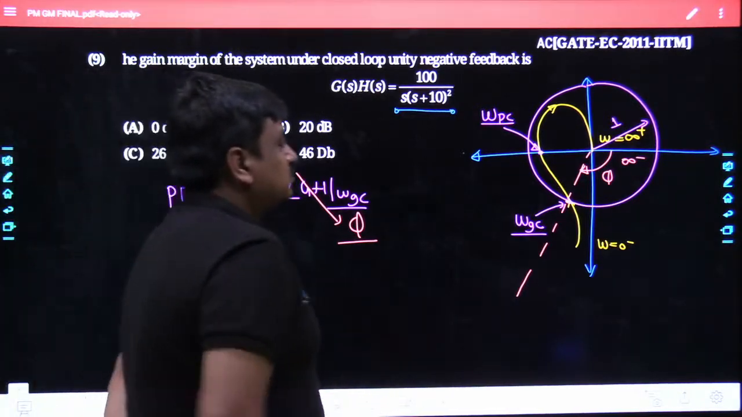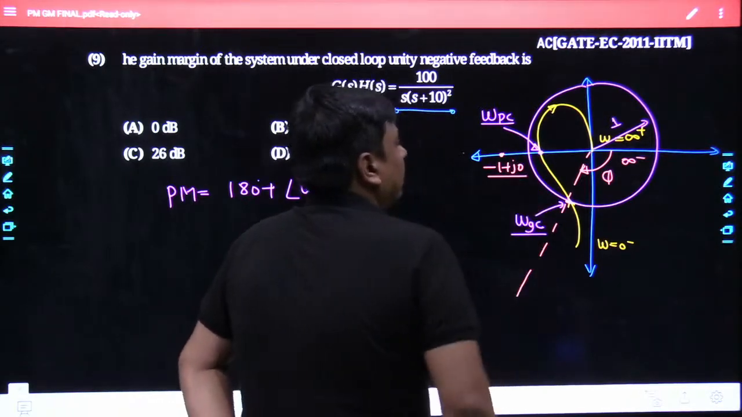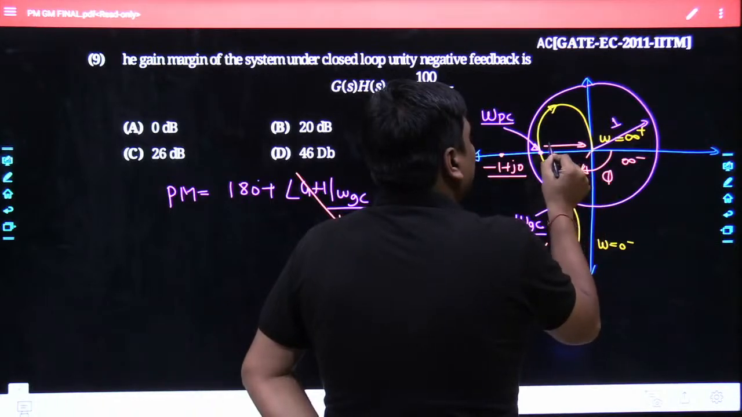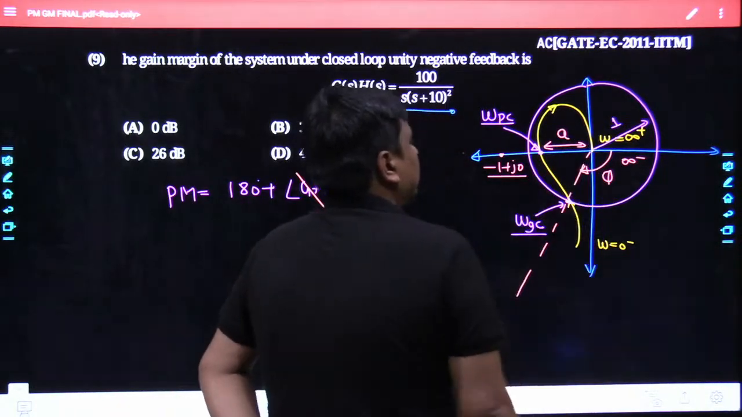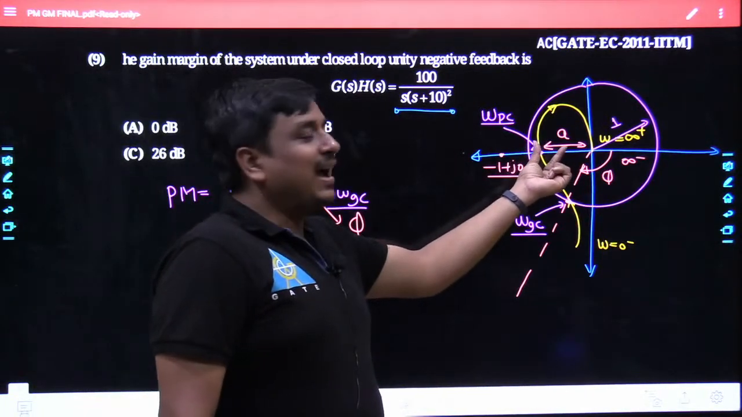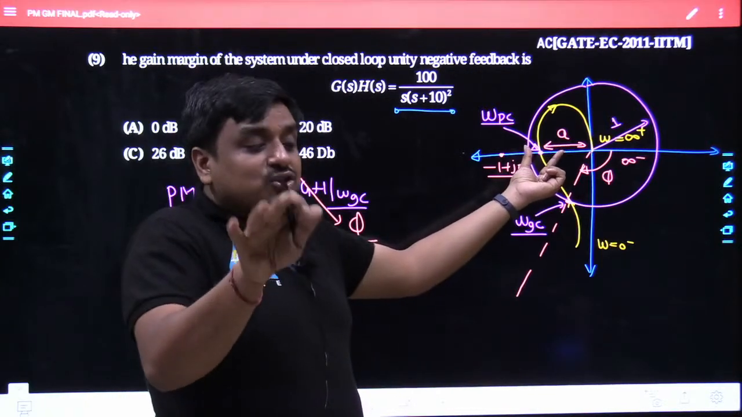And similarly, if minus 1 plus J0 is kept outside, and let's take at omega is equal to omega PC, the magnitude is, let's take A. Agreed? So may I know how much more gain I can provide to A such that the system would reach the verge of stability?